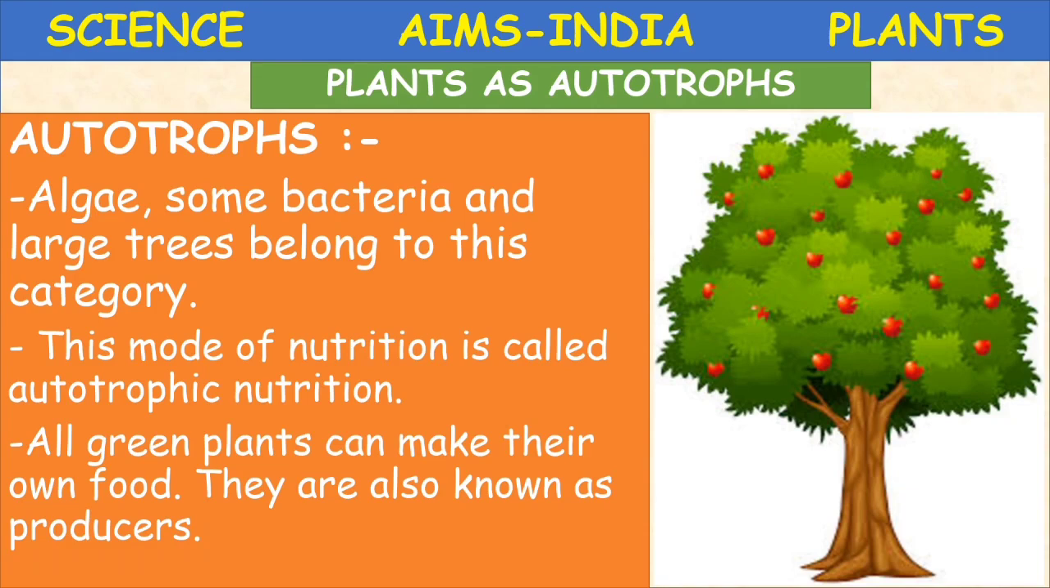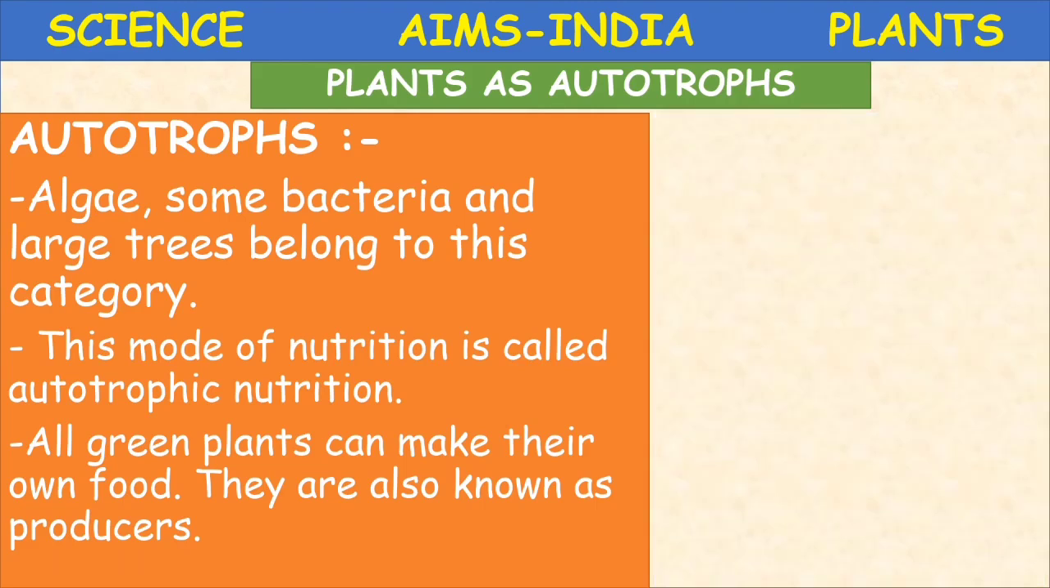All green plants can make their own food. They are also known as producers. As we learned earlier, all green plants can make their own food and that is why they are known as producers. In the sense that they produce food. So that is why they are called producers.